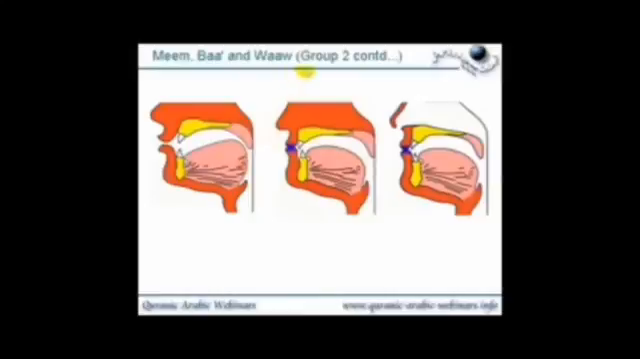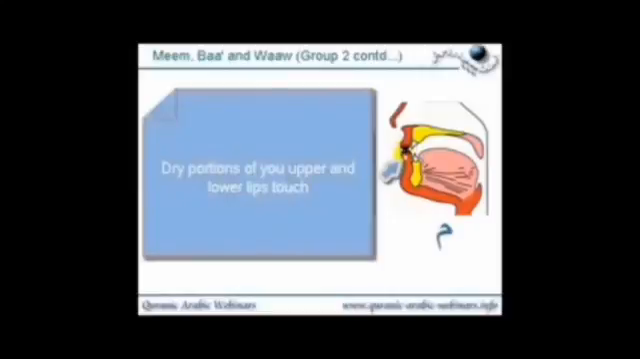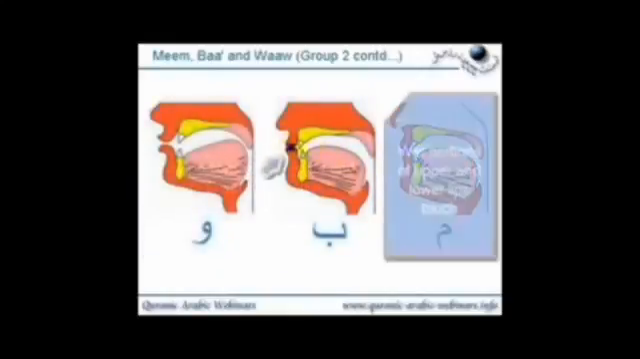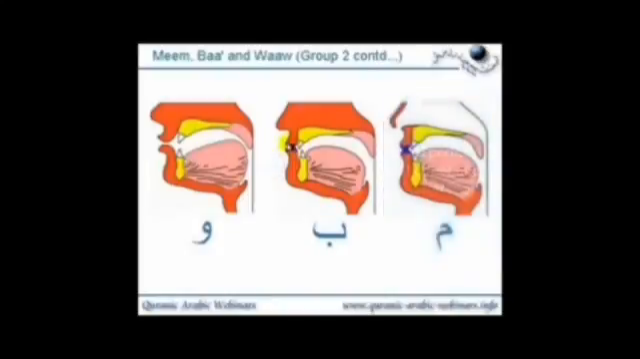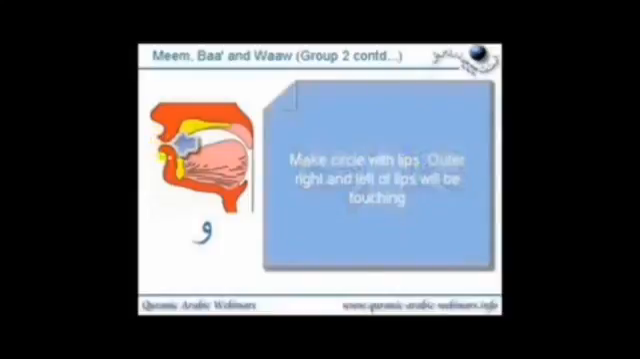The next three letters which are in group 2, so the same group as fa, because it still has to do with the lips, are mim, ba and waw. So when you say mim, your front two lips come together. However, it's the outer dry portion of your lips that should be touching. So say mim. When you say ba, your lips come together, but it's the wet portion or the inner parts of your lips that actually touch. So say ba. And when you say waw, you make a small circle with your lips, and it's only the two outer right and left parts of your lips that are actually touching. So say waw.